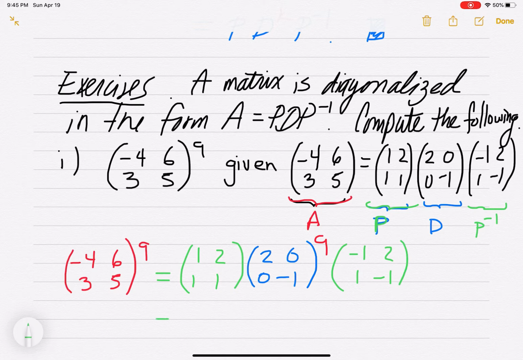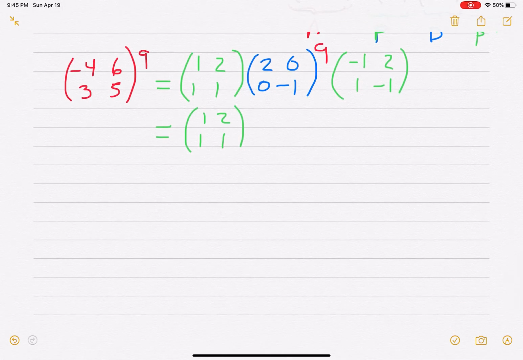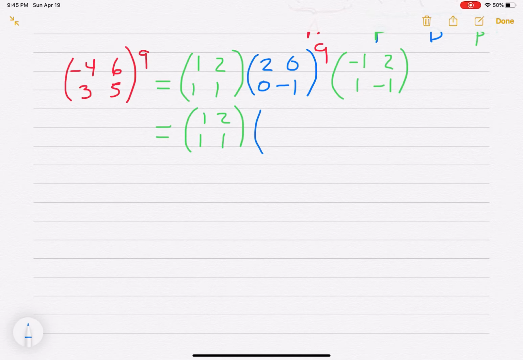So this makes your computations a lot easier. You just copy down the green matrix, [1, 1; 2, 1]. And then you raise your blue matrix to the 9th power. When you have a diagonal matrix, it's really easy to raise it to the 9th power. That just means you multiply the matrix by itself 9 times, which, with a diagonal matrix, is just going to be 2 to the 9th power, which is 512. And then the next diagonal entry, -1 to the 9th power, is going to be -1. And then you have that last green matrix on the end, [-1, 1; 2, -1].